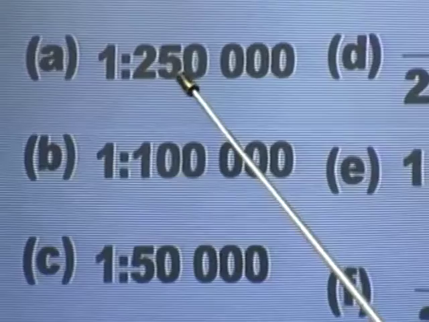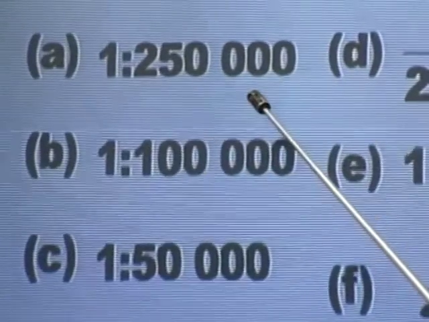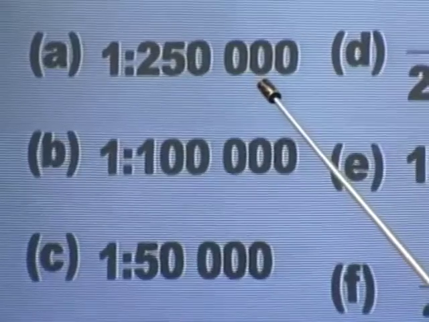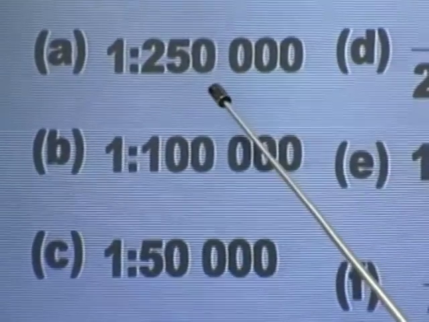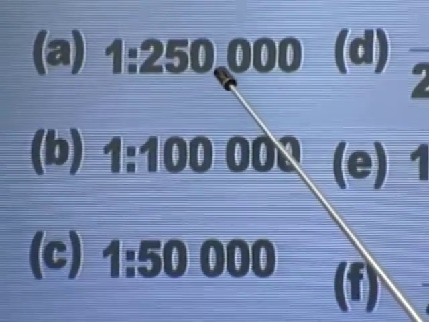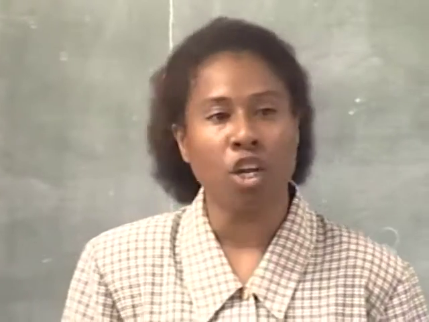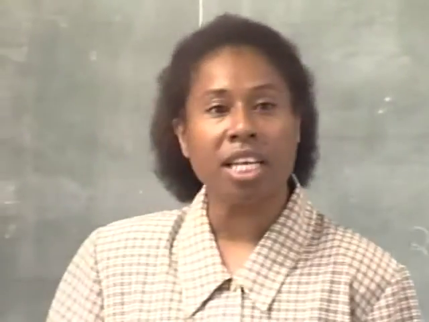If I wanted to change this to kilometers, instead of saying 1 centimeter is to 250,000 centimeters, I would want to say 1 centimeter is equivalent to so many kilometers. Then what do I need to do? I need to divide this by, how many centimeters are there in 1 kilometer? There are 100,000 centimeters in 1 kilometer.